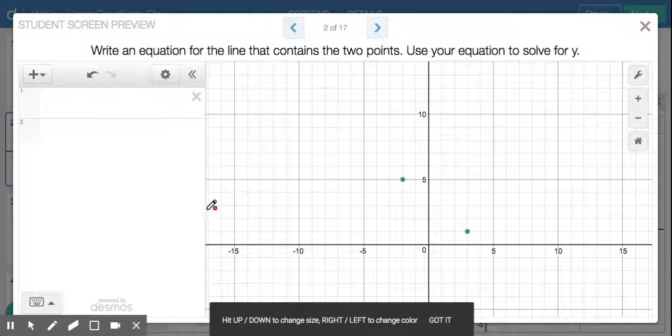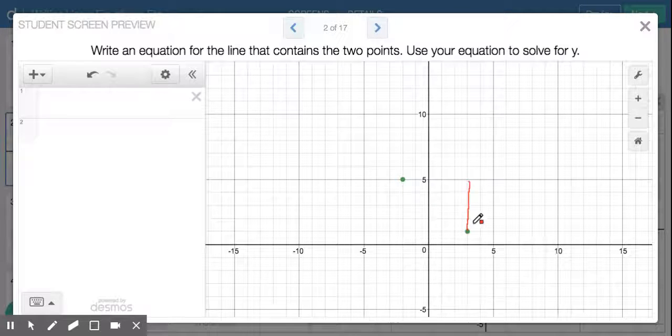To find the slope, I will start from the bottom point and I will go up. So this is the vertical distance, and I went up 1, 2, 3, 4. So that's going up 4 units. And then we need to go to the left. So 1, 2, 3, 4, 5. So this is going to the left 5 units.